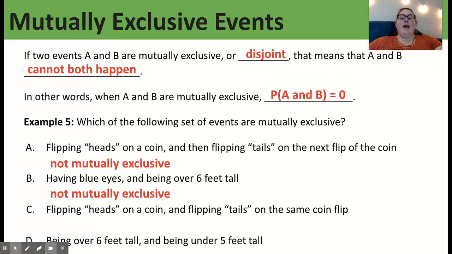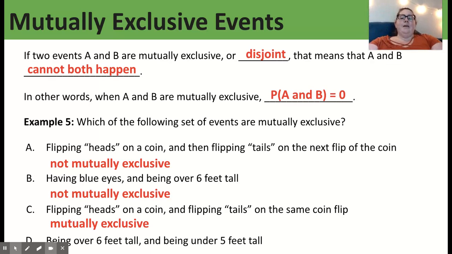Part C, flipping heads on a coin, and then flipping tails on the same coin flip. So the same coin flip. Can I get heads and tails on the same coin flip? No, that's not possible. There's no overlap there. It's going to be heads or tails. It can't be both. So that would be mutually exclusive.